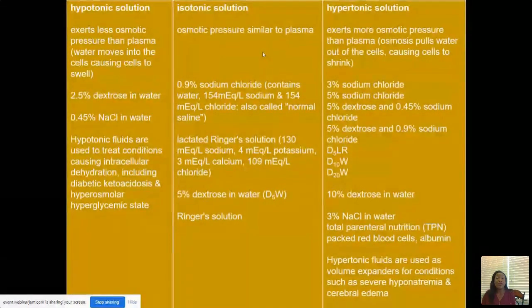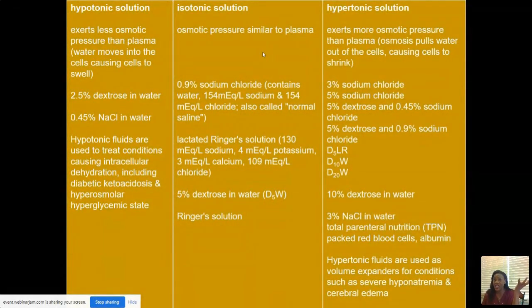Okay, so now let's go to hyper. When you give hypertonic solution, that fluid has a higher concentration than the cell. So it's going to shrink the cell, it's going to pull from the cell. Whichever one is more concentrated will pull the other. It's like a magnet, okay?